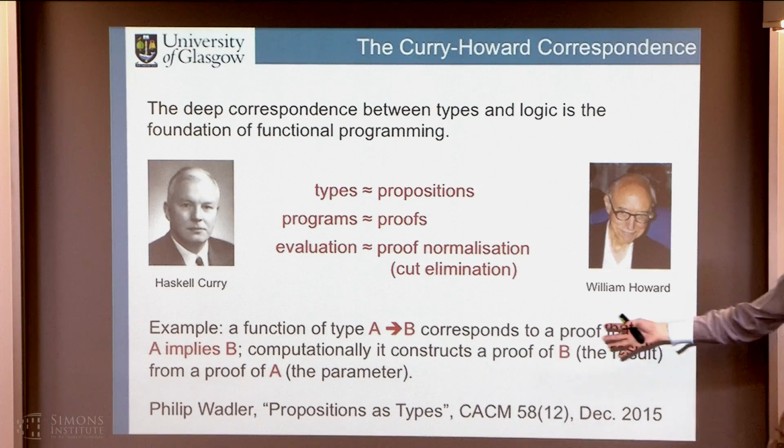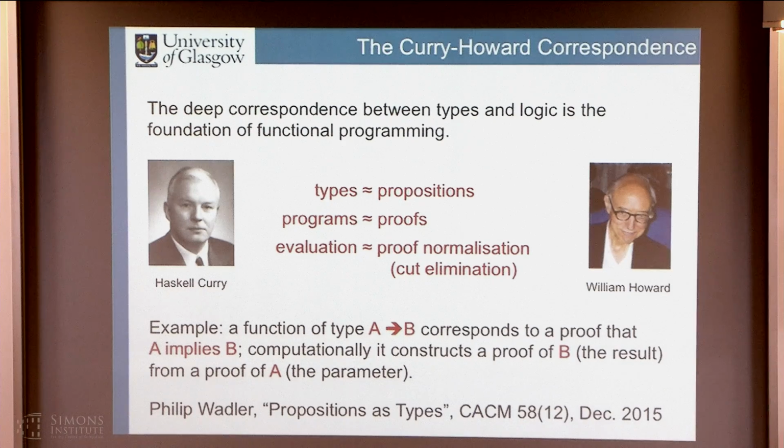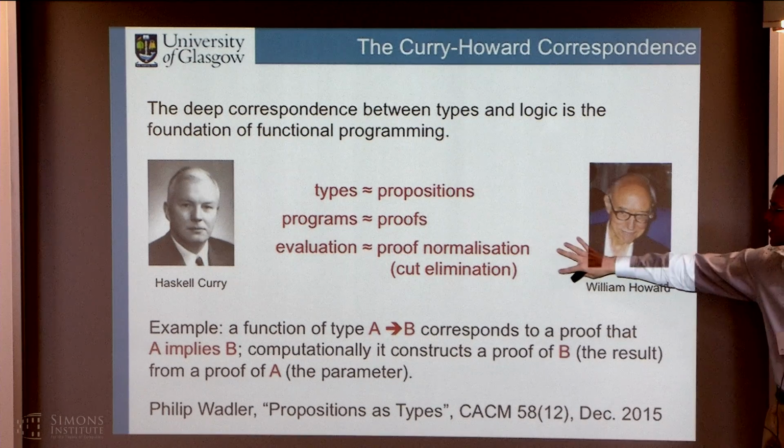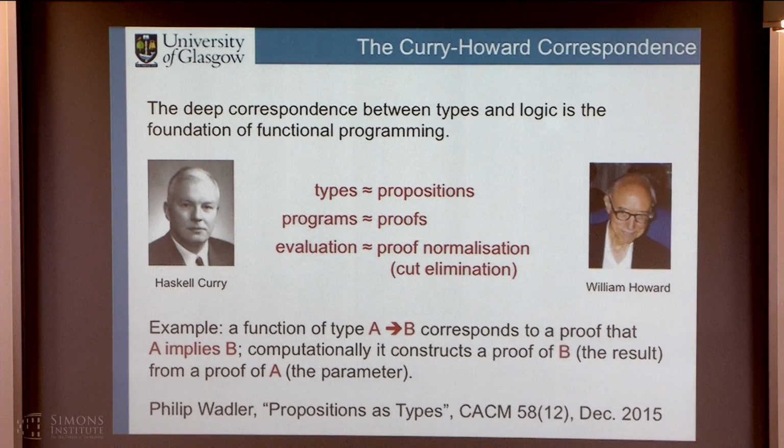Specifically, in the core case, what this means is that a function type, A arrow B, the type of functions from data A to data B, is identified with the proof of A implies B. So computationally, we think of the function as a construction of a proof of B from a given proof of A. And the idea of evaluation as proof normalization is that on the one hand, if you think about applying a function to a parameter in lambda calculus, the parameter gets substituted into the body of the function at all the places where it's used.